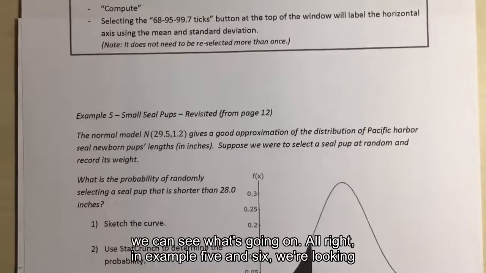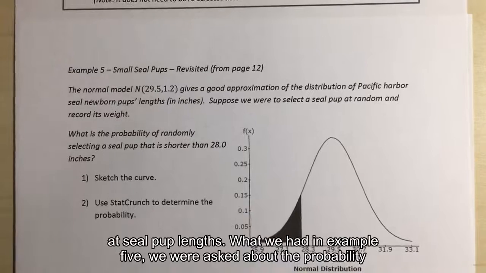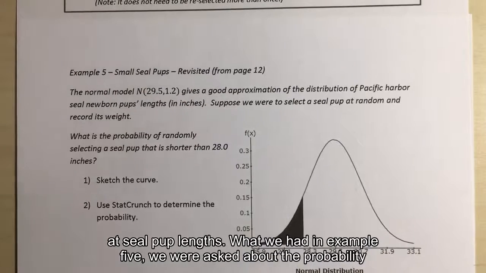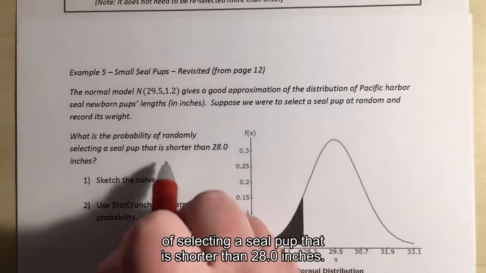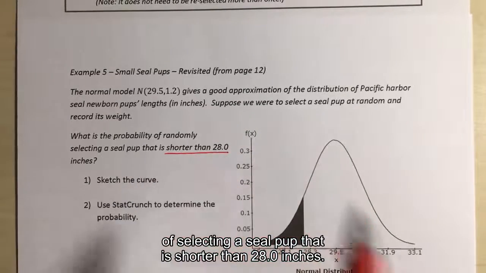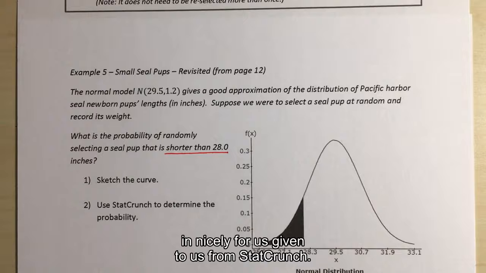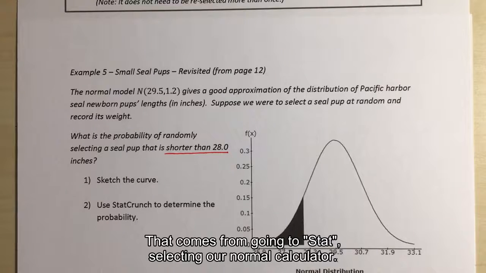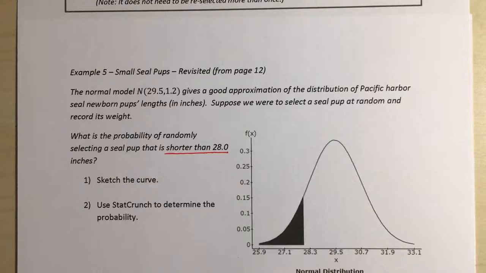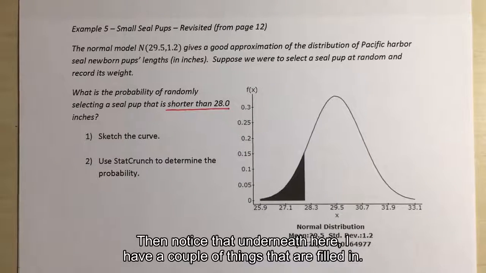All right, so in example 5 and 6, we were looking at seal pup lengths. In example 5, we were asked about the probability of selecting a seal pup that is shorter than 28.0 inches. What we see here is a nice image of our curve shaded in for us, given to us from StatCrunch. And that comes from going to Stat, selecting our normal calculator, and then notice that underneath here I have a couple of things that are filled in.